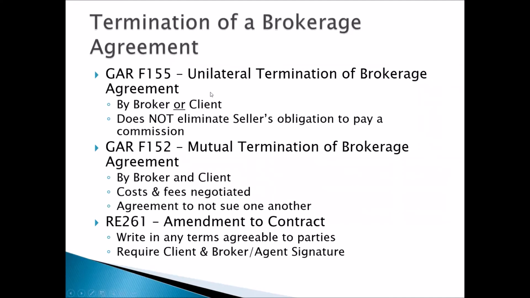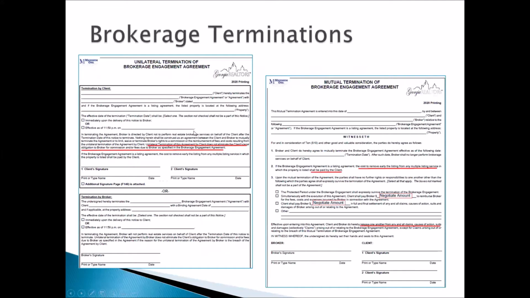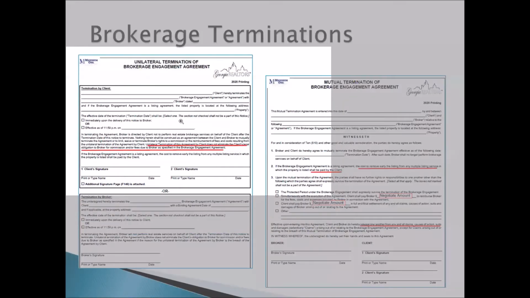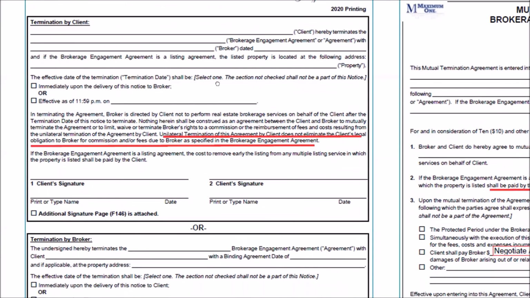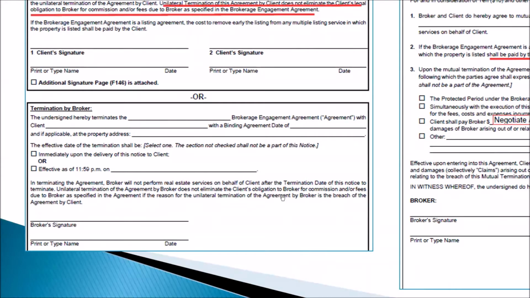In the unilateral termination of the brokerage agreement, it can be terminated by the broker or the client, and it does not eliminate the seller's obligation for commission. Let me zoom in on this just a little bit and show you. Here's the part where you terminate by the client, and of course you're still going to have to give this form to the client. Unilateral termination of this agreement does not eliminate the client's legal obligation to the broker for commission and or fees owed as specified in the brokerage agreement, or termination by brokerage. Same thing, it does not alleviate the client's obligation for commission.